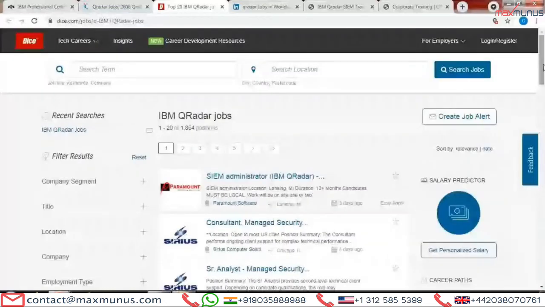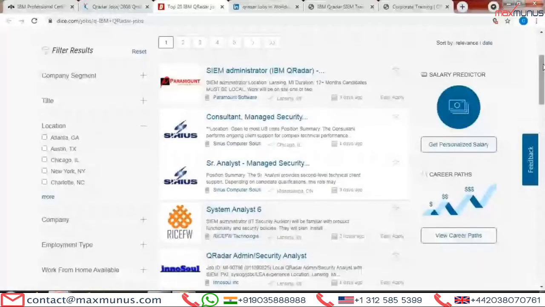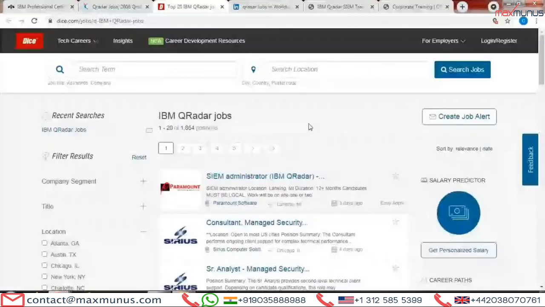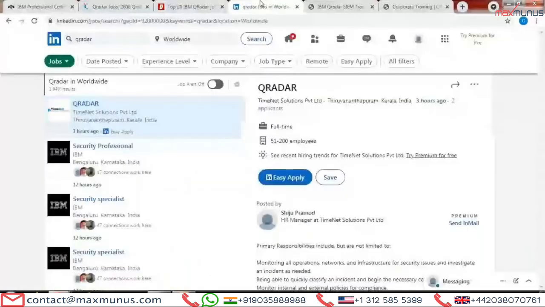The top locations across the USA are Atlanta, Austin, New York, Phoenix, and Reston. These are the top locations available for IBM Curator across the US. And if anyone is looking for a job worldwide, then LinkedIn is the best platform to look for jobs across the world. In LinkedIn, there are 1,949 job openings, I repeat, 1,949 job openings for IBM Curator.